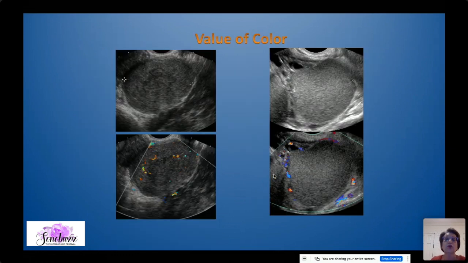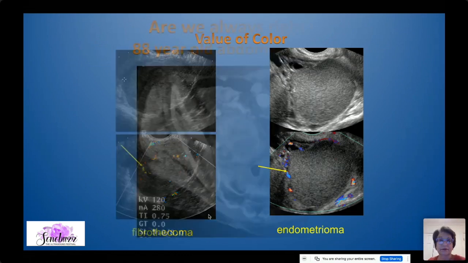So what is the value of color, to summarize? Well, I think it's sometimes really helpful, not just in showing the tumor vessels, or very high resistive flow in a benign lesion, but in differentiating cystic from solid mass. If you look at just the grayscale between this fibrothecoma and the endometrioma, they don't look that much different. But if you see the color here, you can see that there is flow within the lesion. So this is not going to be a cystic lesion. This has to be solid. Versus here, there's only flow at the edge. So I think this is how color is sometimes really helpful in these kinds of difficult borderline cases.